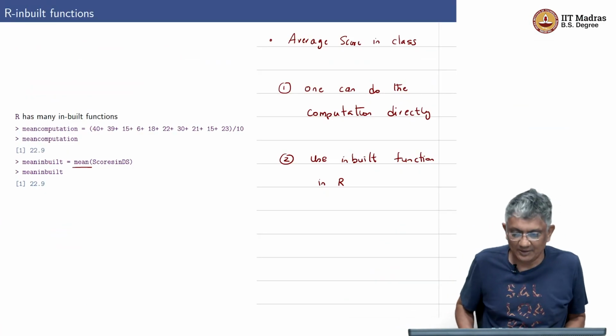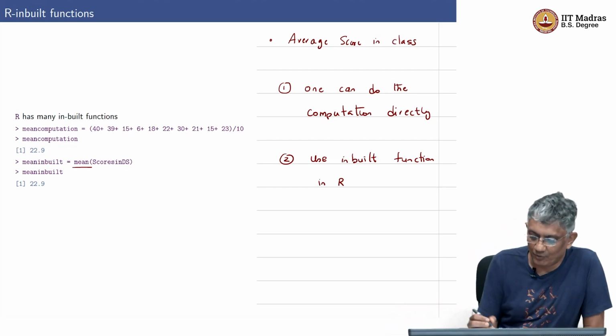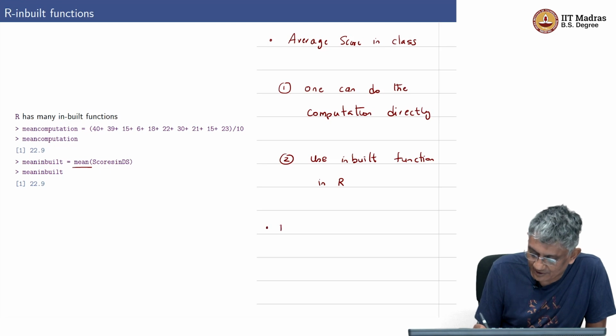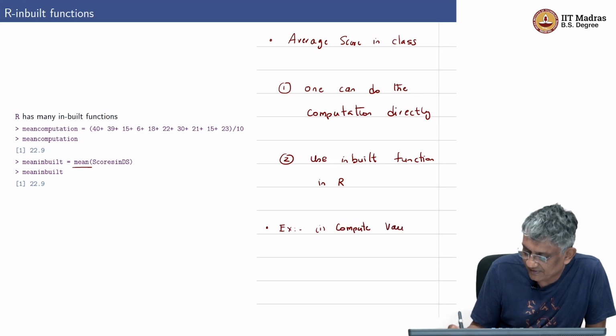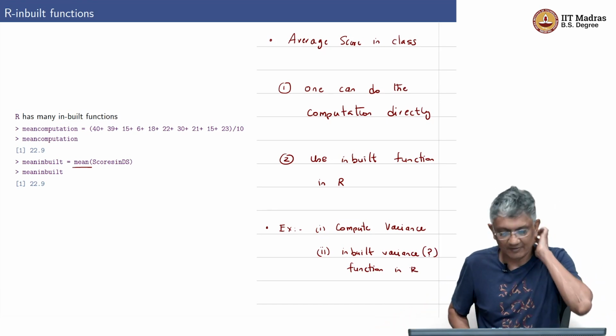So now this is something that you'll use repeatedly in this class. It's a simple example. You can also try a simple exercise: in both ways, one is to compute the variance, and then the next thing you can do is try to find an inbuilt function. So try to find out and check it out. Very good.